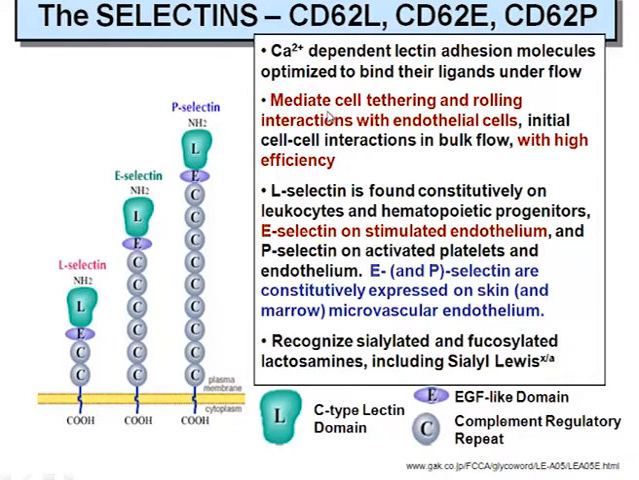So these molecules and their ligands are the best homing receptors. L-selectin, as I said, is found constitutively on leukocytes and hematopoietic progenitors. E-selectin is on stimulated endothelium. That's why it's called E, because it's only found on endothelial cells. And P-selectin is on platelets and also endothelium.